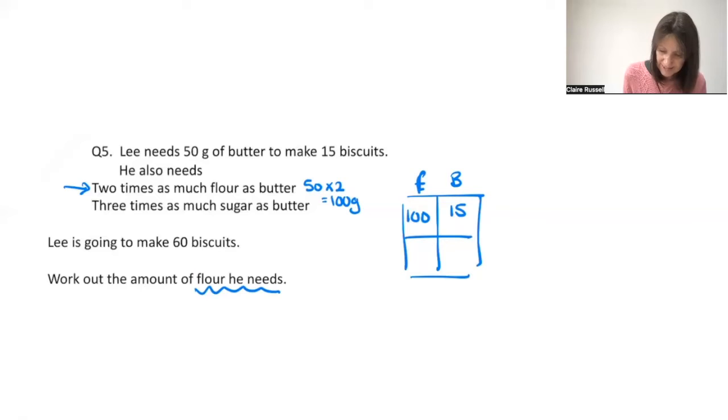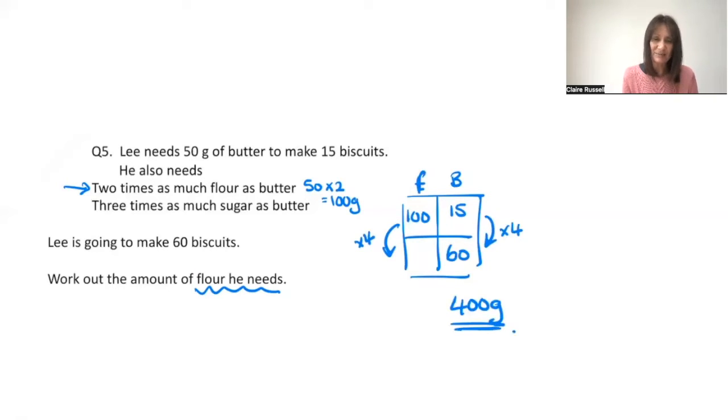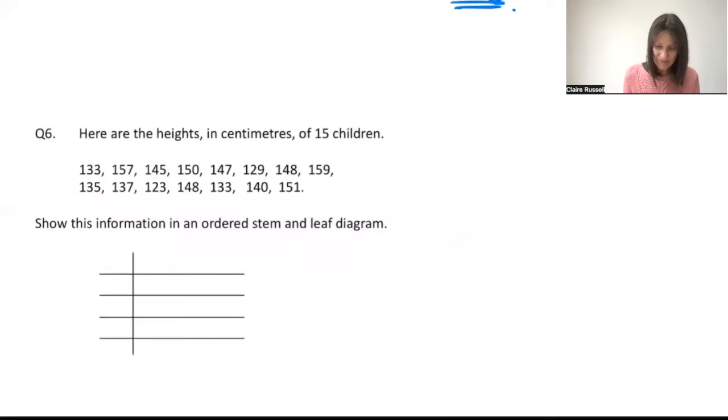We want 60 biscuits. So then you look to see, you can either trap number it, or you can just hopefully spot that that's times by 4, which means that's times by 4. So it's 400 grams of flour that is needed for that particular question. Okay. All right. Next one. There you go. Hit pause, press play when you're ready.